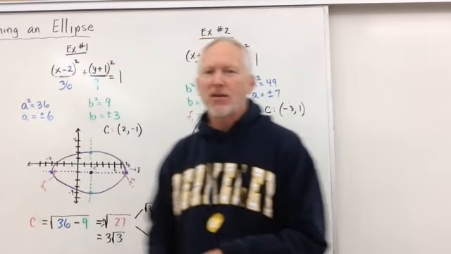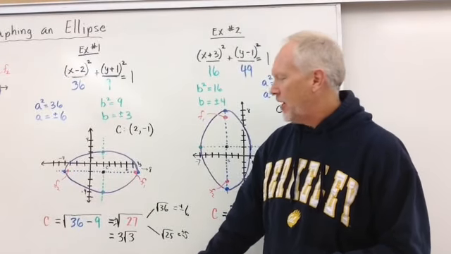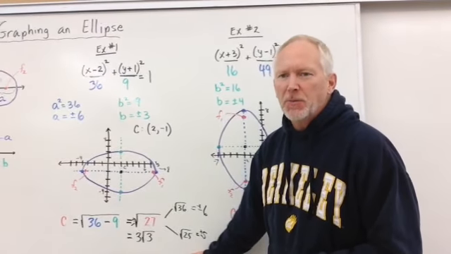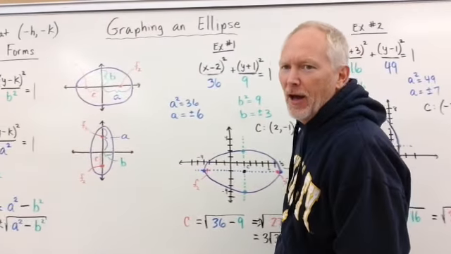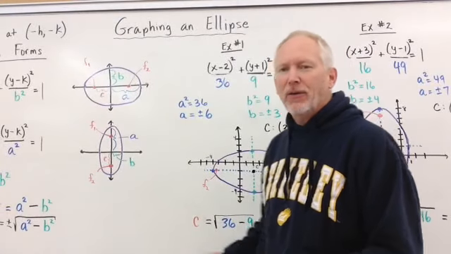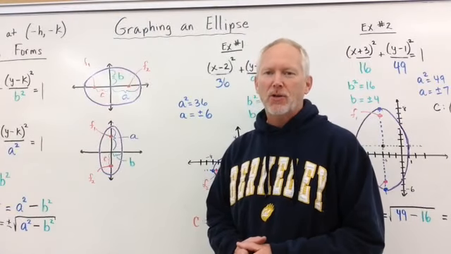All right, so that's just a little bit on how to graph an ellipse not centered at the origin, but centered at negative h, k. Hope that's been helpful. It's been a great time being with you today. I hope that you're enjoying graphing the ellipse as much as I do.